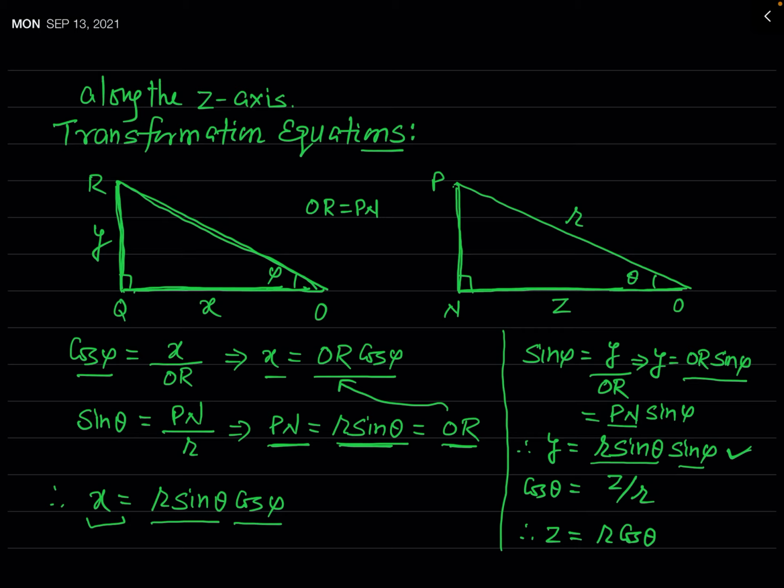Now from the right angle triangle ONP, cos theta will be simply ON divided by OP, that is z by r, and so z is r cos theta. So this is your third transformation equation. So you can see there are three transformation equations: x equal to r sin theta cos phi, y equal to r sin theta sin phi, and z equal to r cos theta.